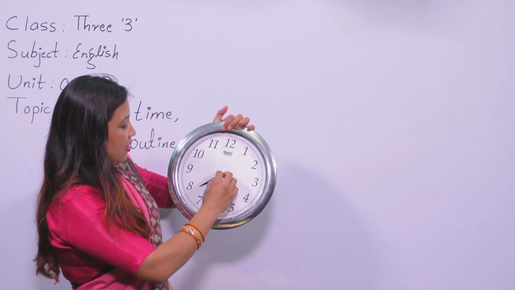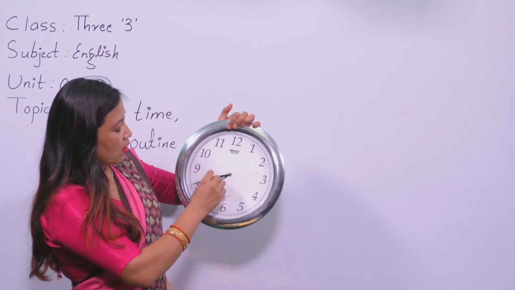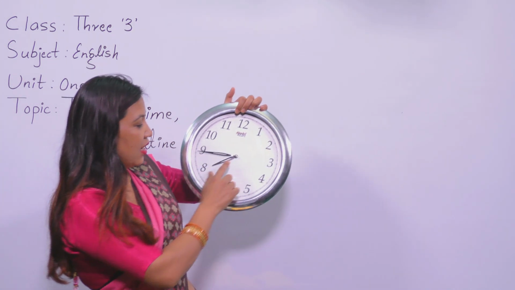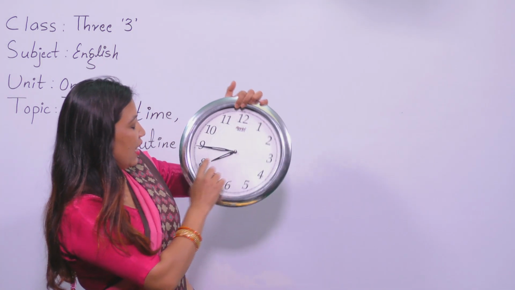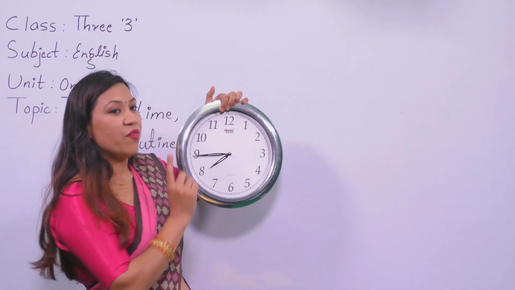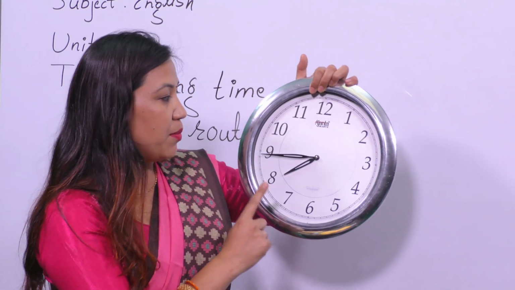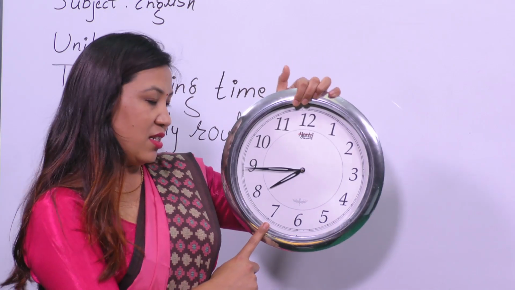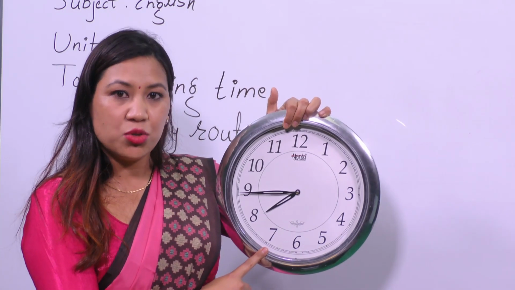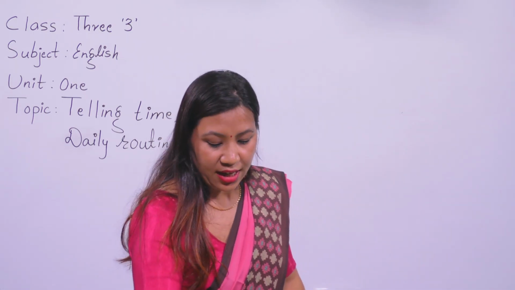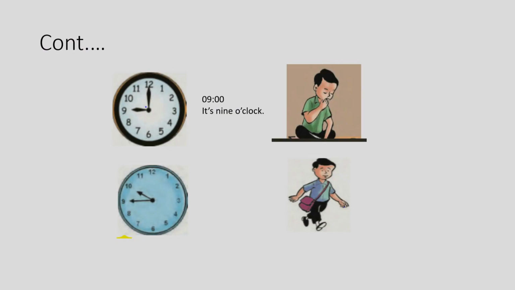For that, you can see here also, the long hand or the minute hand is pointing at 9, and the short hand is close to 8. That means it is 15 minutes to 8. Or we can say 7:45. Very good. At 9:45, in the picture, you all can see the boy is going somewhere.